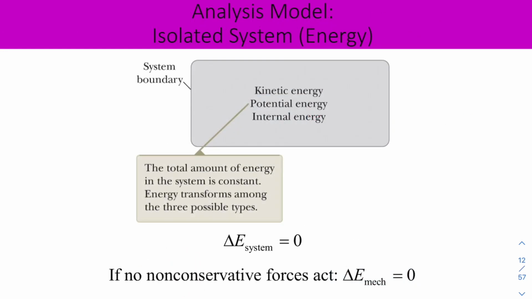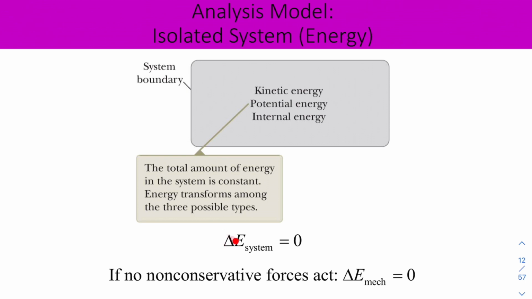Alright. So isolated system, if you want to have a visualization of how the isolated system is considered for energy. Okay, let's say this is our system. This is a boundary. Within a system, we have kinetic energy, potential energy, and internal energy. The total amount of energy in the system is constant. The initial state, E mechanical initial, is equivalent to E mechanical final. That is the meaning. Energy transforms among the three possible types.